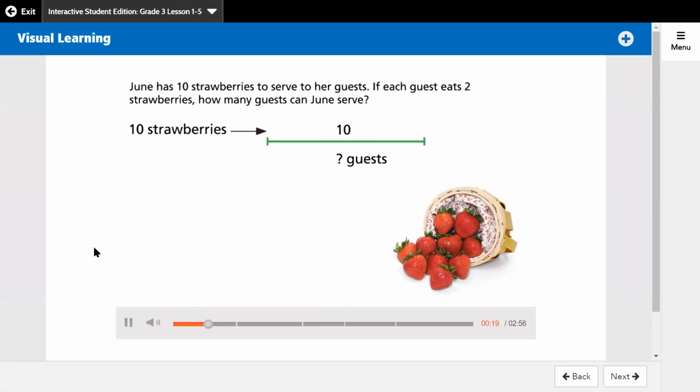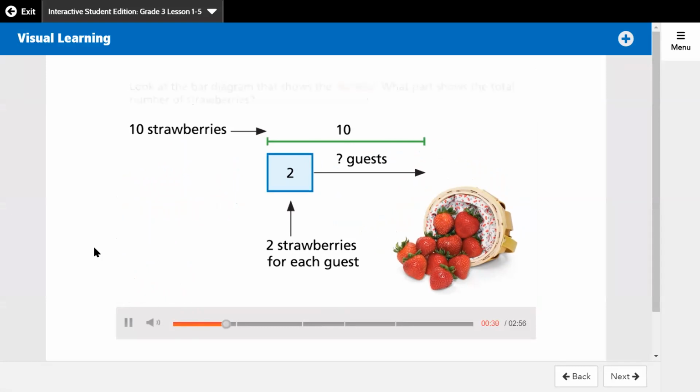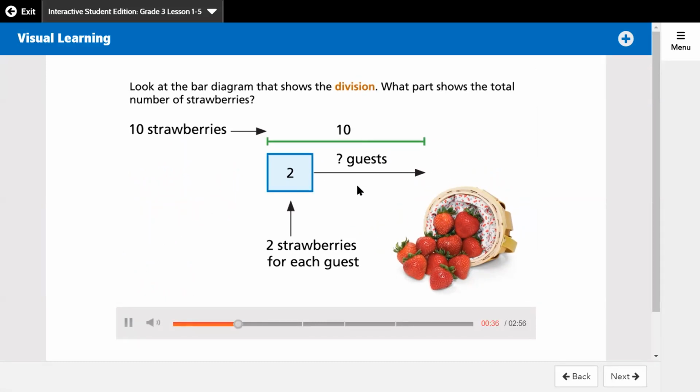June has 10 strawberries to serve to her guests. If each guest eats 2 strawberries, how many guests can June serve? Look at the bar diagram that shows the division. What part shows the total number of strawberries?